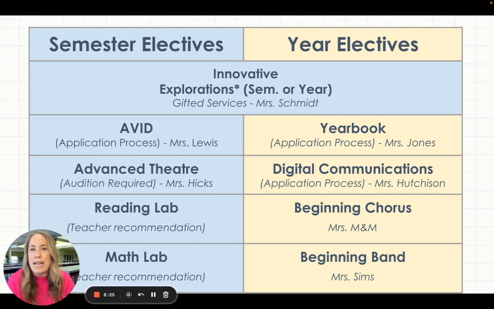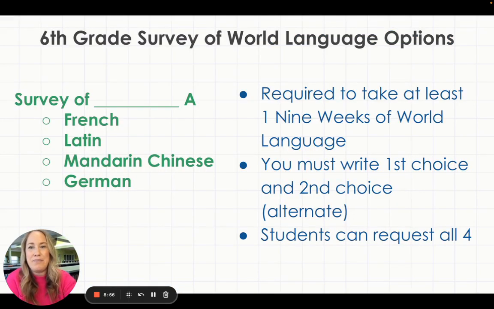If you feel like your student needs more help in reading comprehension or they struggle in the reading category, Reading Lab might be a great option. We go by teacher recommendation and parent recommendation. Math Lab is the same thing. If your student needs a little extra support with math foundational skills, Math Lab is a semester elective that could also further support your student. Year-long electives: yearbook, which you have to apply for, digital communications, which you have to apply for, beginning chorus, which anyone can sign up for, and beginning band is another one that we'll talk about in just a few minutes.